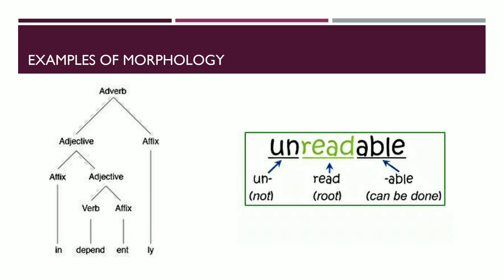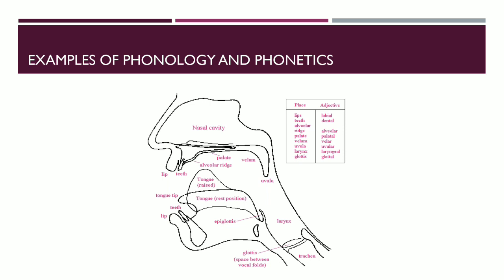Now let's move to see the last example of phonetics and phonology. The study of phonology and phonetics is the study of how we articulate and the place of articulation of sounds. For example, nasal cavity, we have also the alveolar ridge, velar, and so on. So in general, when we talk about phonology and phonetics, we are talking about the study of sounds, how we articulate sounds, where are the places of articulation, where are the places that the sounds come out from, and so on.